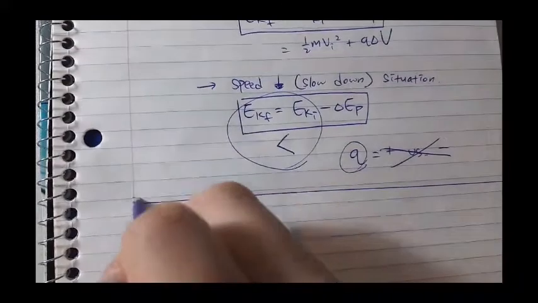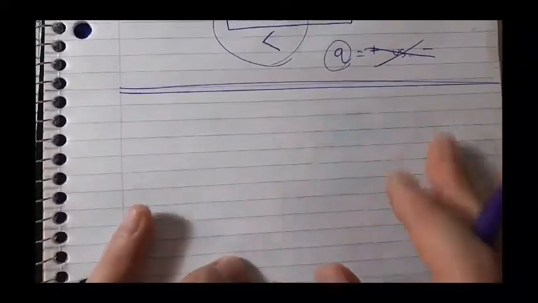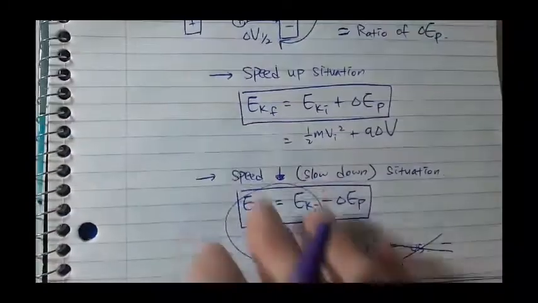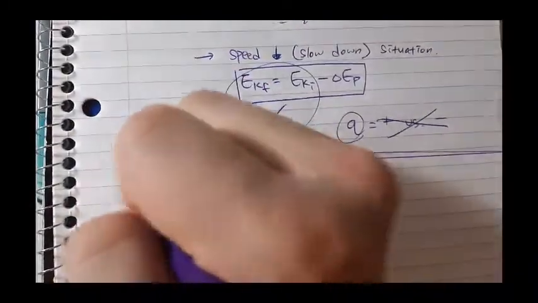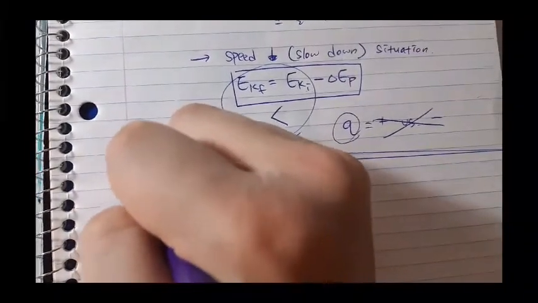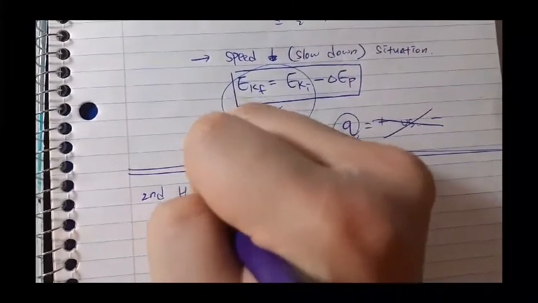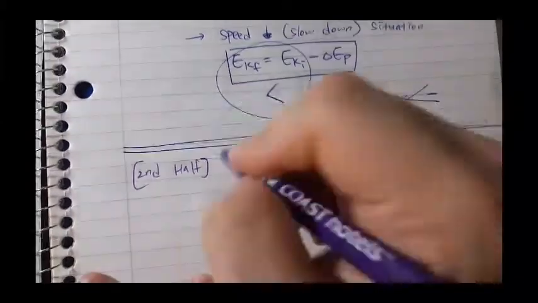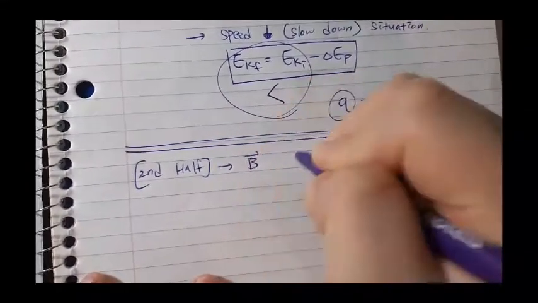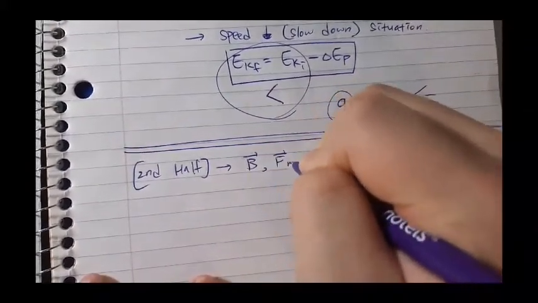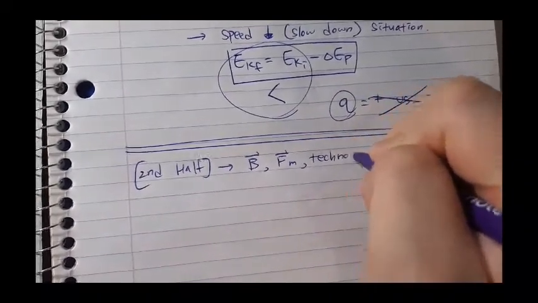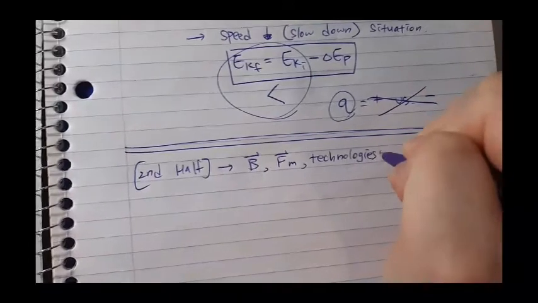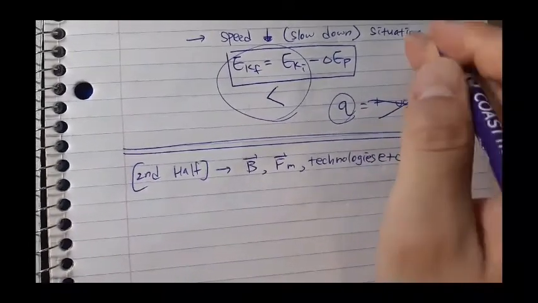We also did Millikan, but that involves more of part one. At least these situations involve more of the magnetic field. So why don't we go to the second half of Unit B, which is everything involved with magnetic field, magnetic force, and so on, some technology, etc.